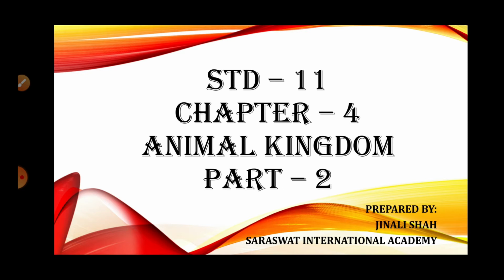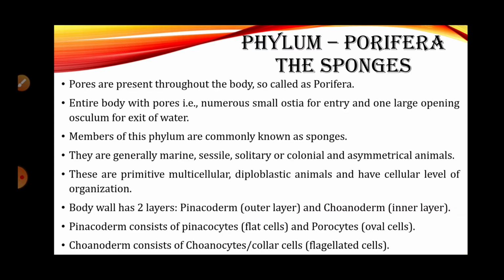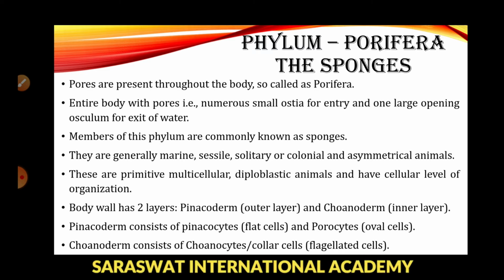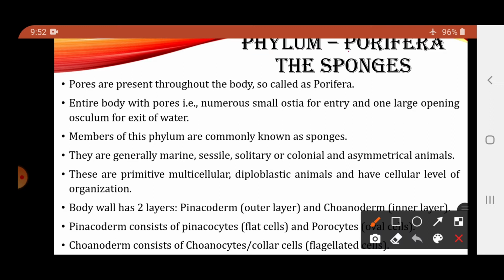Students, today we will begin with the different phyla of the animals. The first phylum we will begin with is the phylum Porifera, also called the sponges. Now, the name itself suggests Porifera. Pori is related to the term pores. So, why are these organisms called Porifera? They are called Porifera because their entire body has pores. Pores are present throughout the body and therefore they are called Porifera.